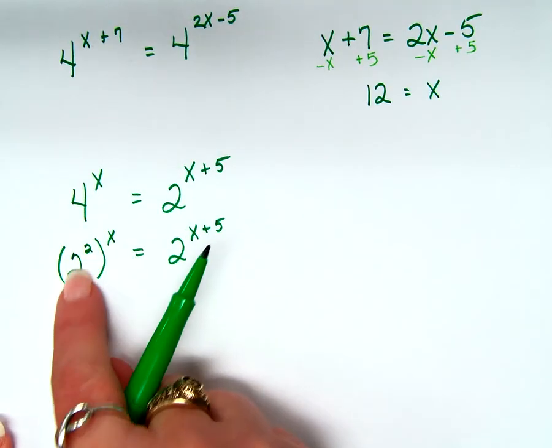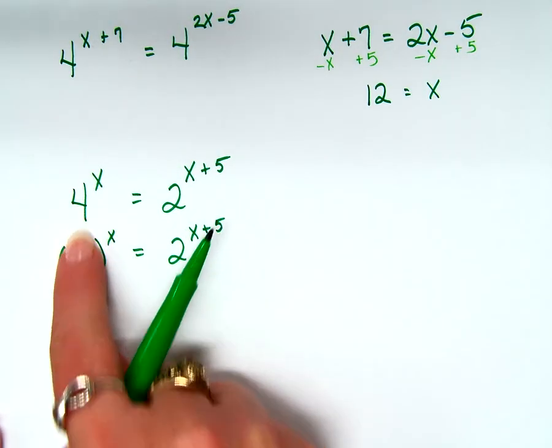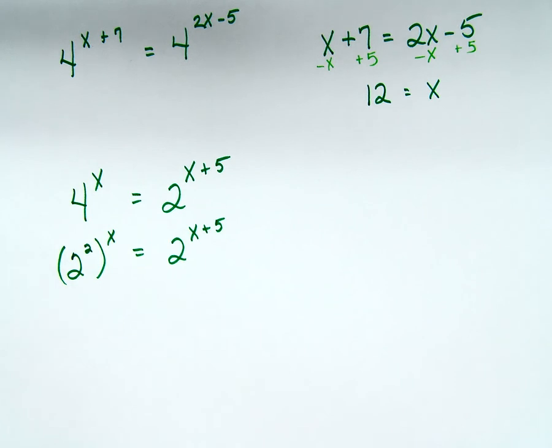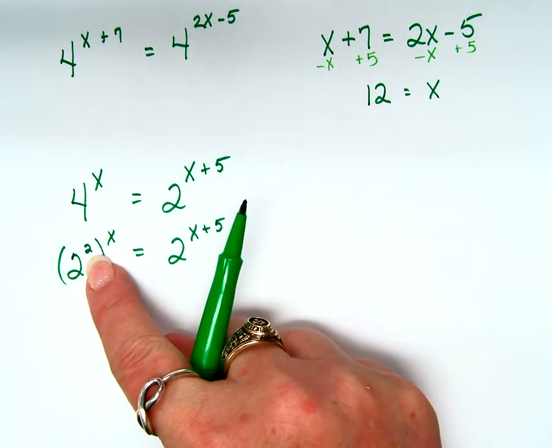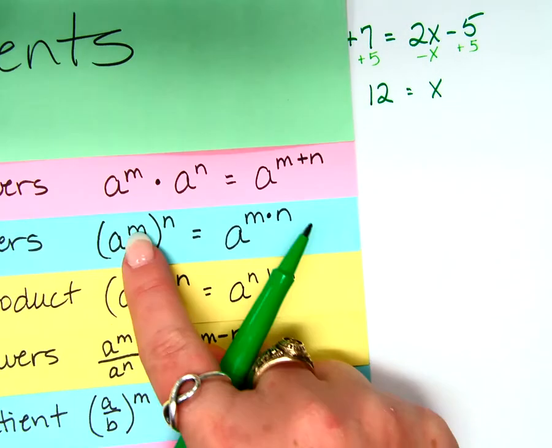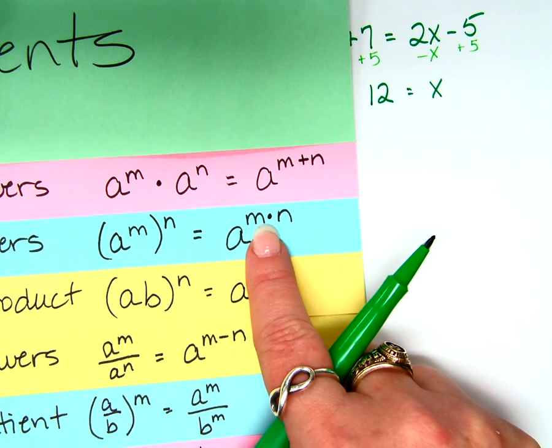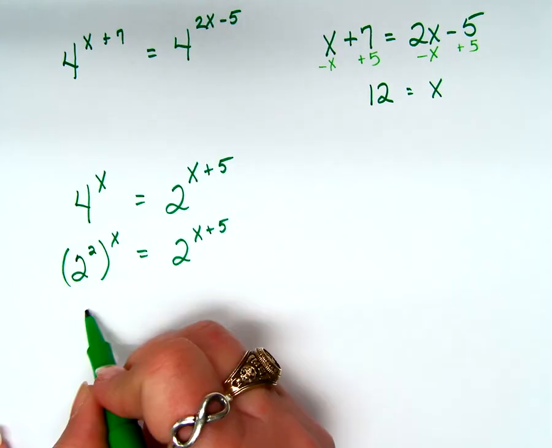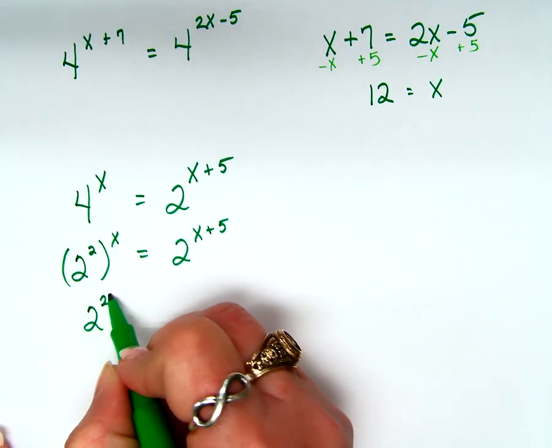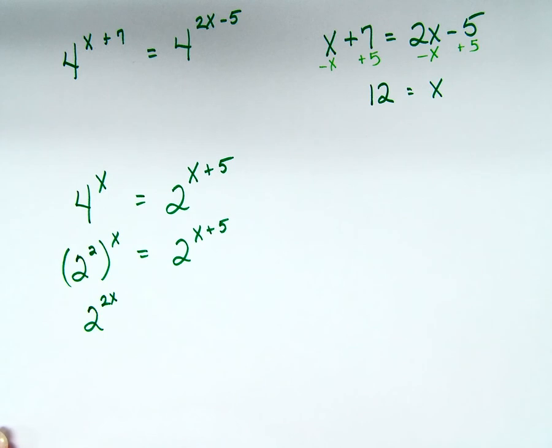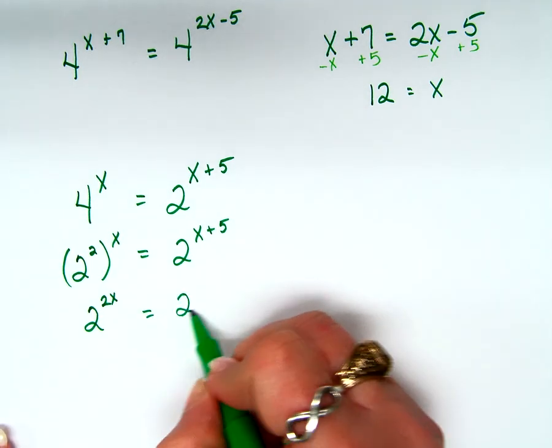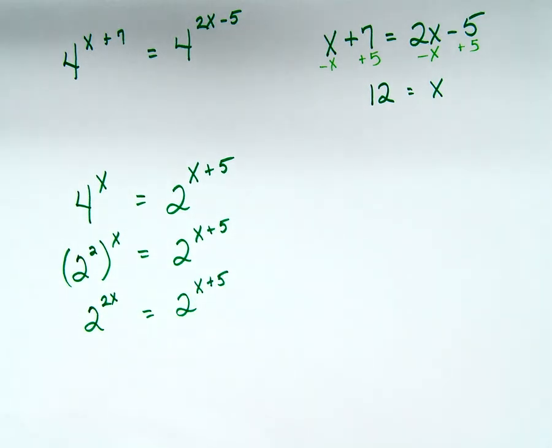Is 2 squared the same as 4? It is, right? What do I do if I have a power to a power? I multiply. So is this side the same as 2 to the 2x power? Equals 2 to the x plus 5 power.